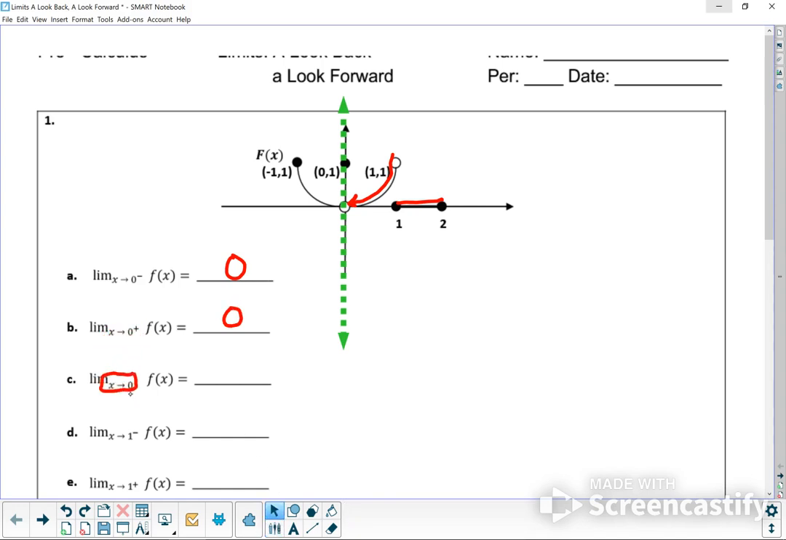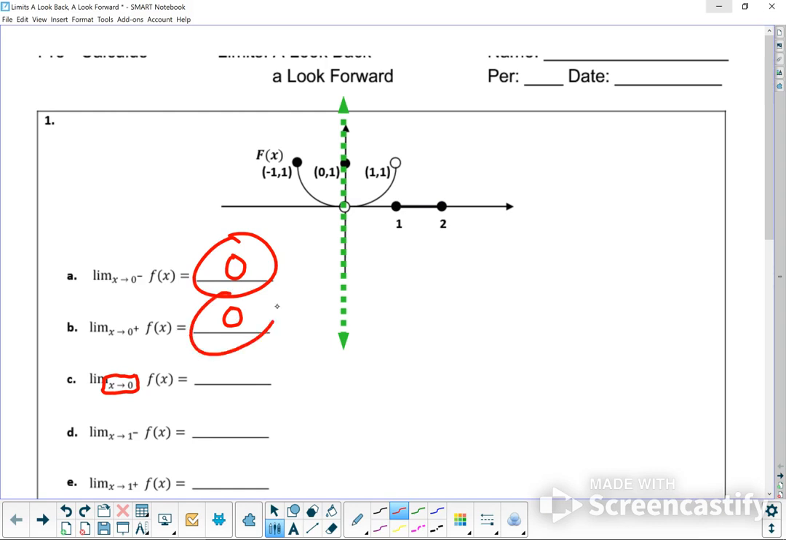Okay, next one, you might notice that it doesn't have a plus or minus, which means that I have to check from both sides. I have to check on the graph, but I already did it here. I checked it from both sides, and they both say zero. So that means that my answer is also going to be zero.